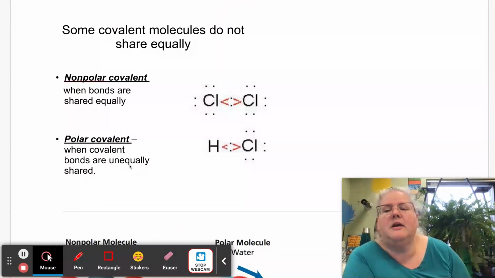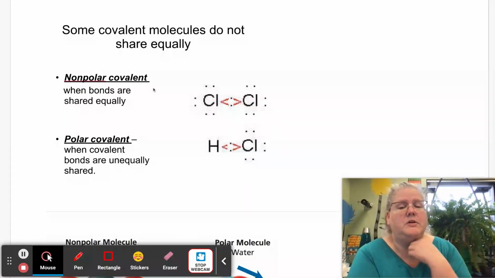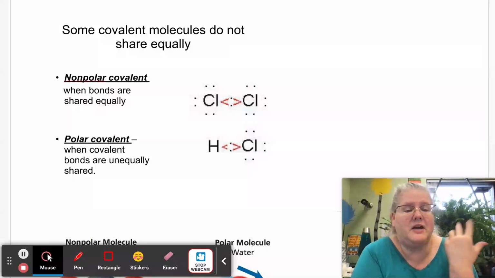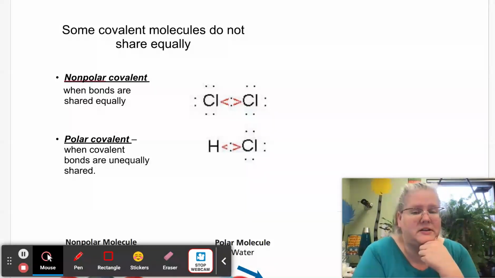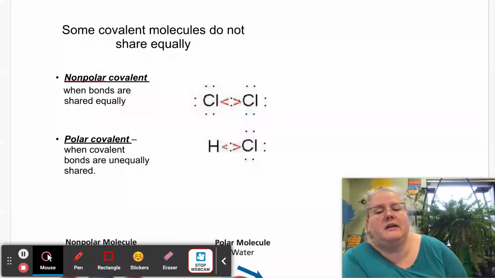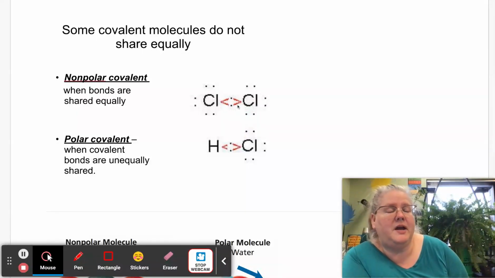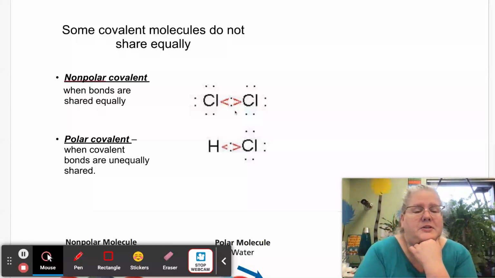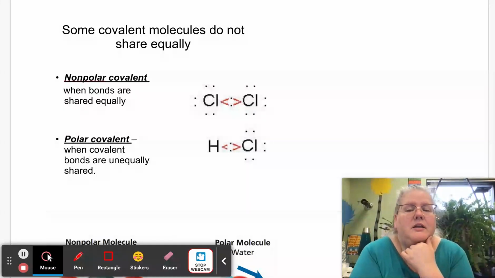Unequal sharing gives us polar. Equal sharing gives us not polar. It doesn't have any charge. So in this case, if I have two chlorine atoms, both exactly the same size, they come out of group 17, so they have 7 valence electrons. They each only need one more electron, and then they're happy. So they end up sharing in a covalent bond one pair of shared electrons, and they pull on it equally. And you can see these greater than and less than symbols are equal in the opposite direction. So it's equal sharing. A nonpolar covalent bond is equally shared electrons. There's no slight charge to it.